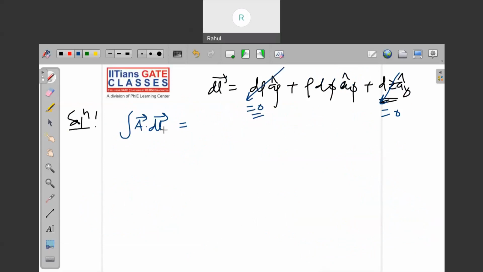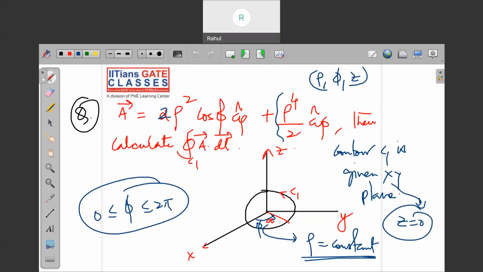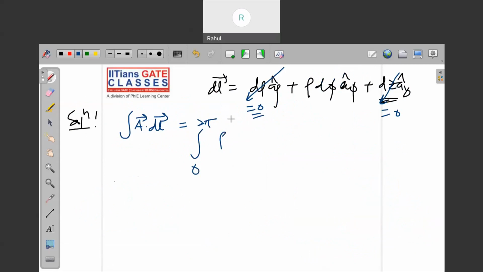Okay. So now you have to find the A dot dl along C when phi is varying. So you can say phi is varying from 0 to 2 pi. And which is the phi component? You can see the phi component is this, that is rho to the power 4 by 2. And this has to be multiplied by rho d phi.